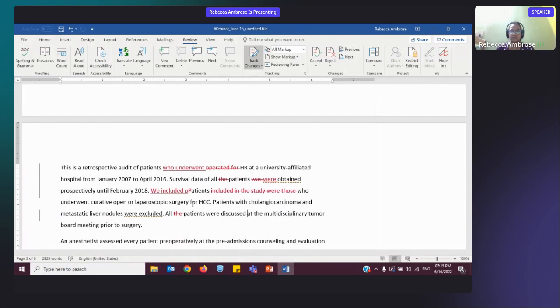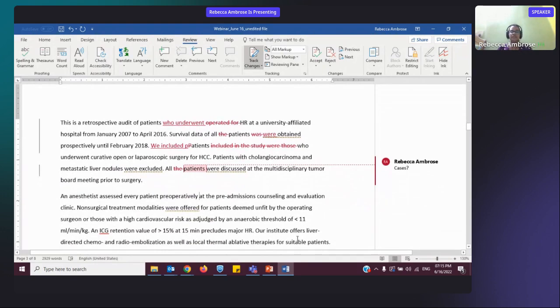All patients were discussed. Say all cases, maybe. I don't know. I'll have to check what is preferable in this case. All patients were discussed at the multidisciplinary tumor board meeting prior to surgery. Anesthetist assessed every patient preoperatively at the pre-admissions counseling and evaluation clinic. Non-surgical treatment modalities were offered for patients deemed unfit by the operating surgeon or those with a high cardiovascular risk as adjudged by an anaerobic threshold of value.